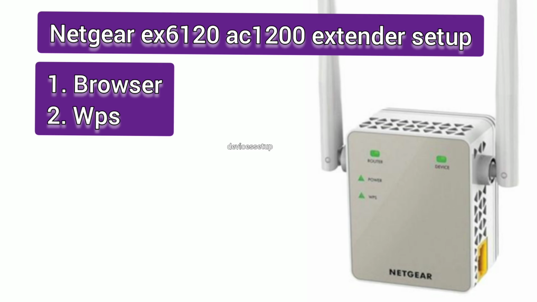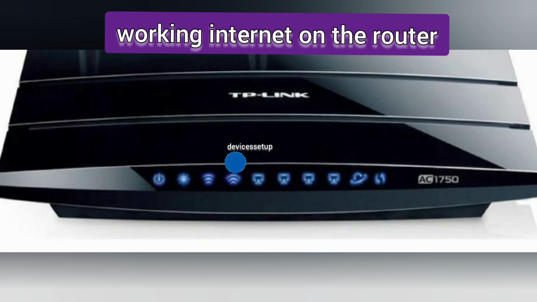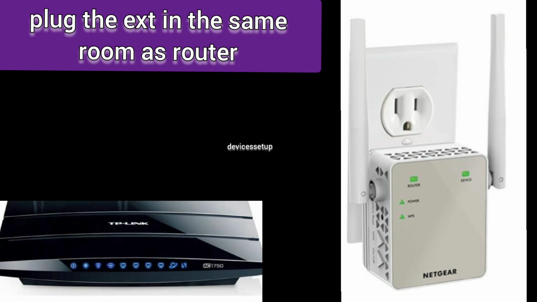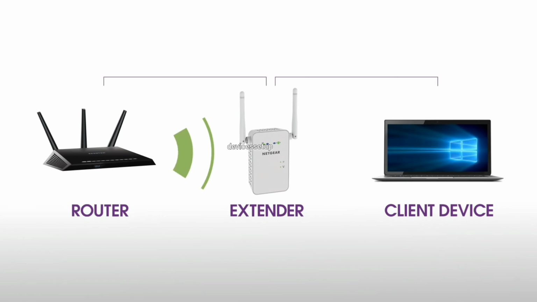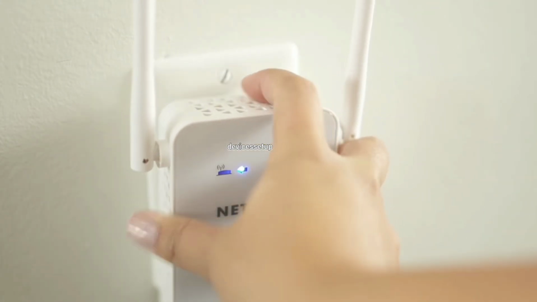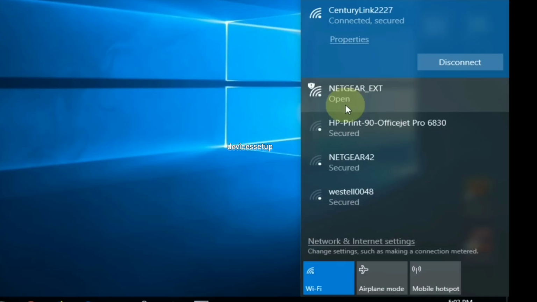So let's get started. Guys, we can set this extender up via browser and via WPS method. Let's learn the browser setup first. Also, you should be having a working internet on your router before we start this. Now, plug the extender in the same room as your router. Although after setup, you can place the extender at the desired location. So grab your phone or computer next and go to its Wi-Fi list.